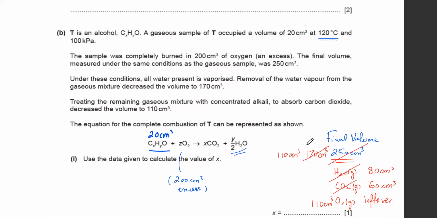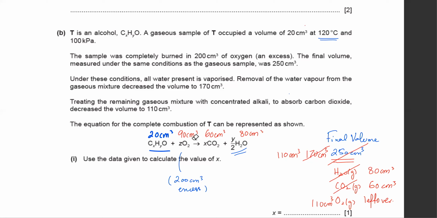So now, let's start with oxygen. Initially you added 200 cm cube, and there's 110 left over. So what is the actual amount that's taking part in the reaction? That's 90 cm cube. Because you started off at 200 cm cube, and the final mixture still contains 110, that means 110 of the unused oxygen. So only 90 took part in the reaction. What's the volume of carbon dioxide? That's 60. And what's the volume of water vapors? That's 80 cm cube.